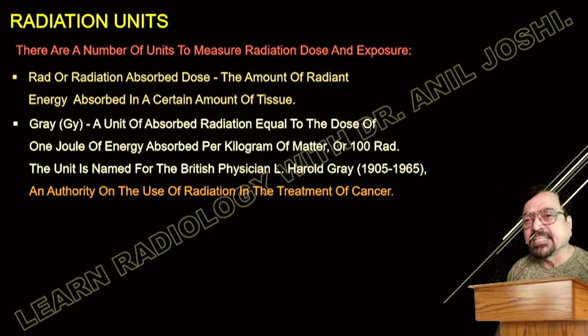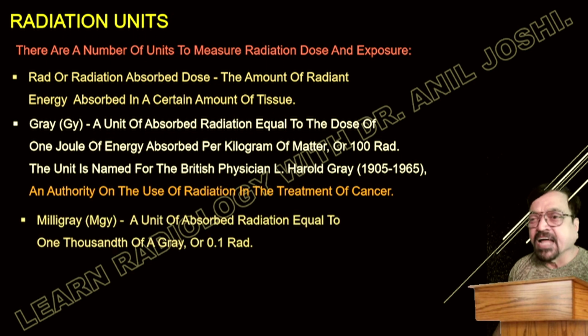The unit is named for the British physician L. Harold Gray, an authority on the use of radiation in the treatment of cancer. Then there is the milligray, a smaller unit, a unit of absorbed radiation equal to one thousandth of a gray, that is 0.1 rad.